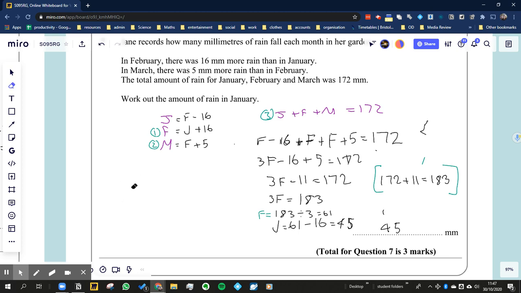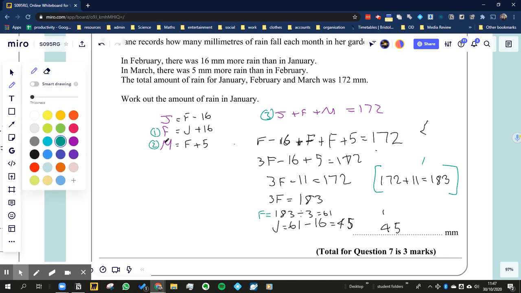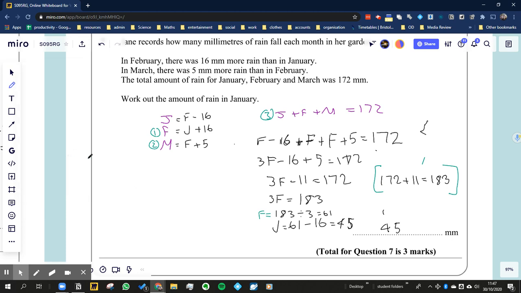So I'm just going to see if I do it the same way, and hopefully we'll get the same answer if we're both doing it right. So we're now going to get everything in terms of J. So we've got F is J plus 16. So J, we're going to keep the same. I'm just using this equation here first. Plus, instead of writing F, I'm going to write J plus 16. And instead of writing M, I'm going to write F plus 5.